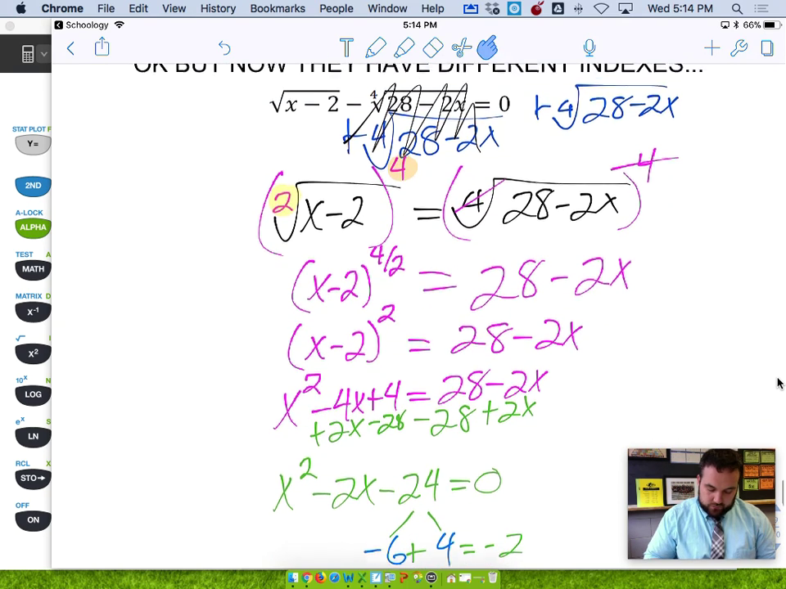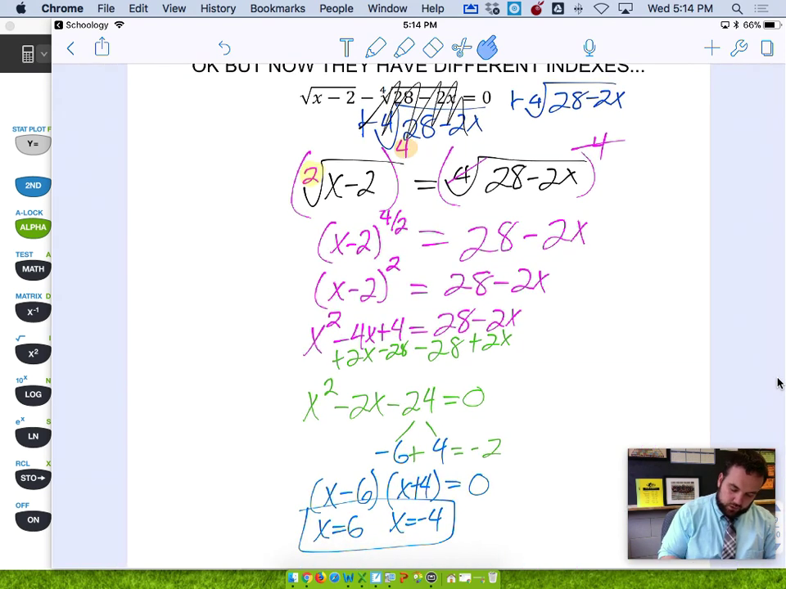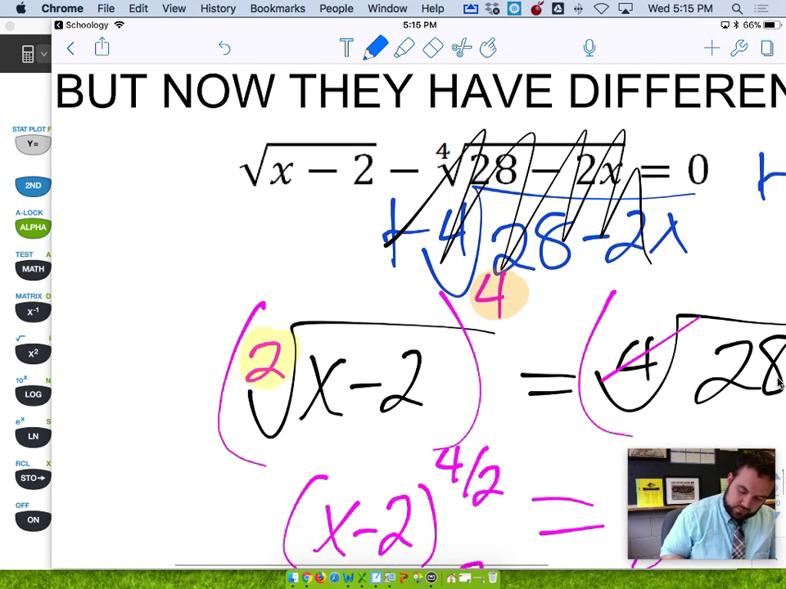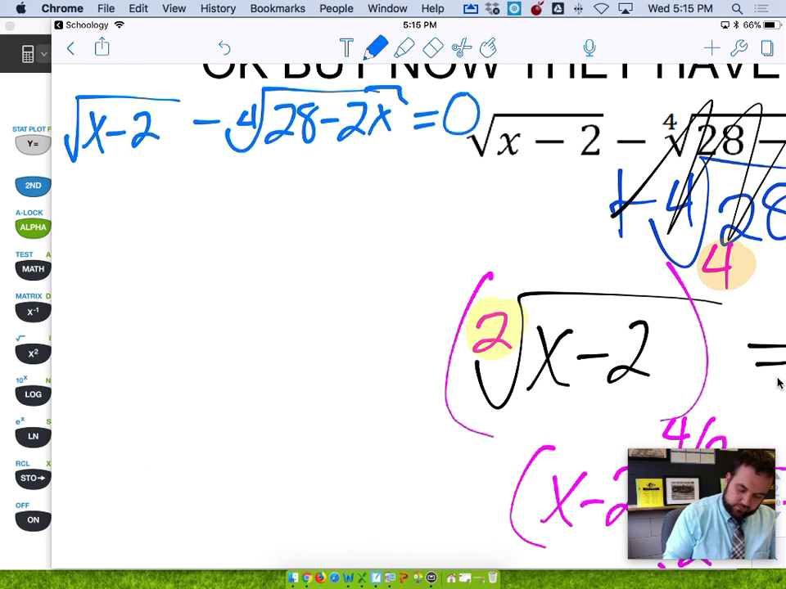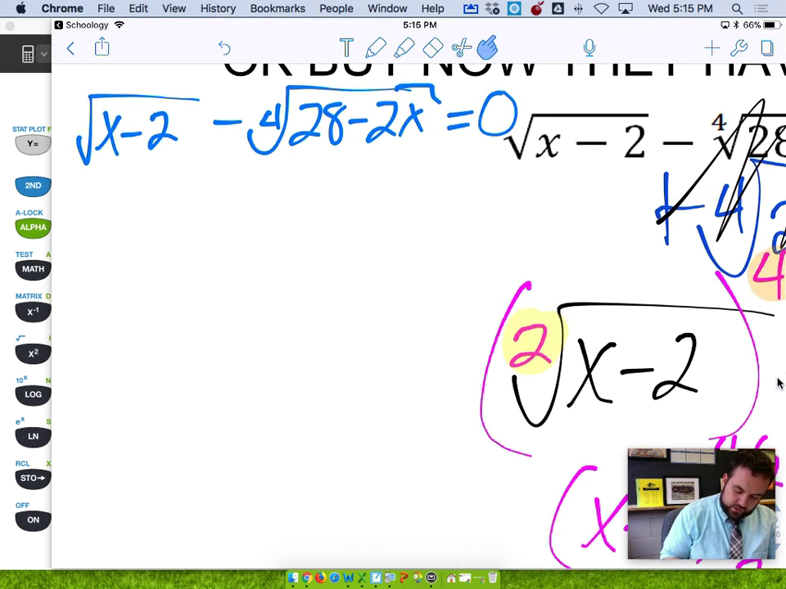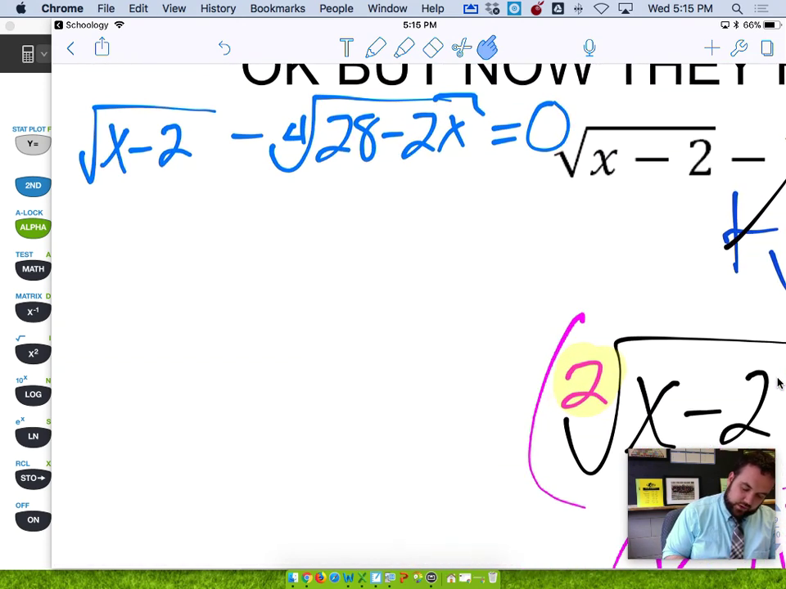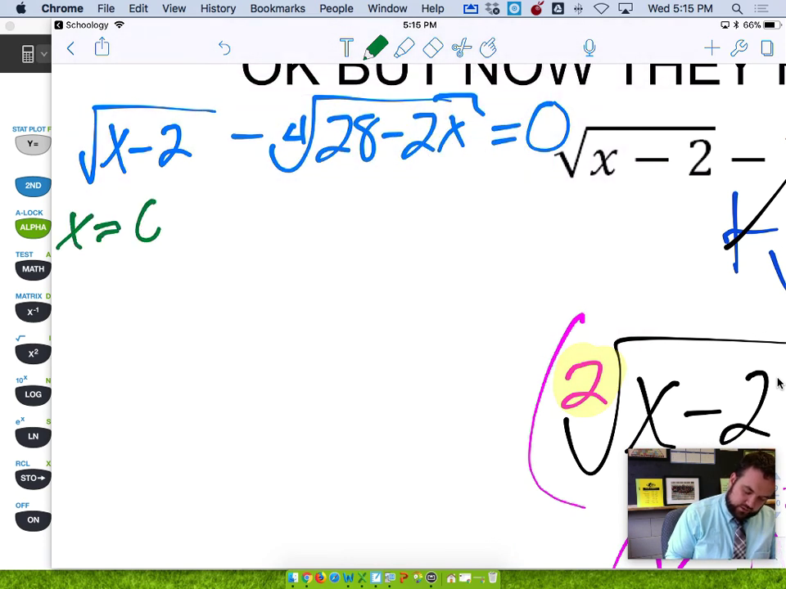Oh boy, didn't leave myself a whole lot of space. What was it? Positive 6 and negative 4. So the square root of x minus 2 minus the fourth root of 28 minus 2x, and that is equal to 0. Okay, so I'm going to check positive 6 first. I'm going to kind of jump around here a little bit just to keep it shorter.